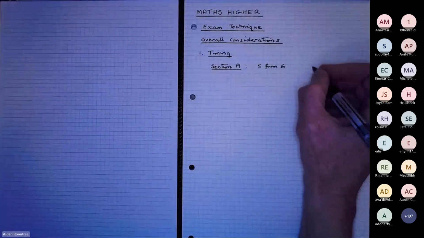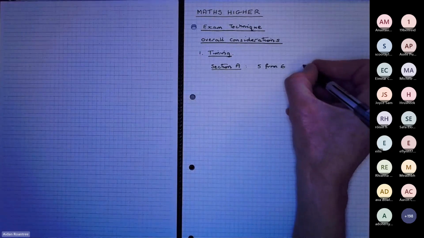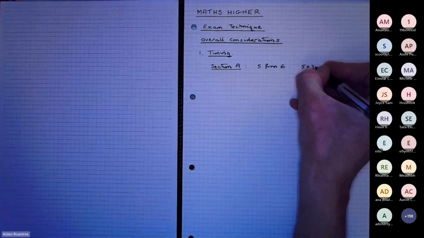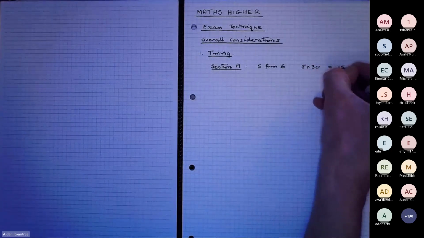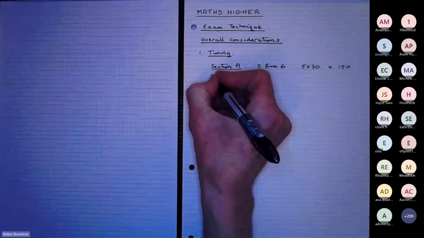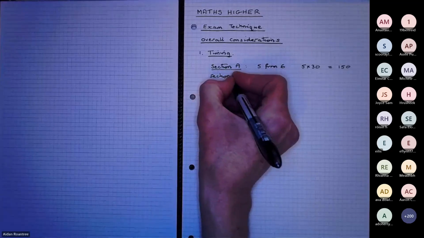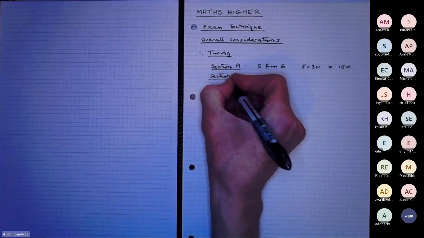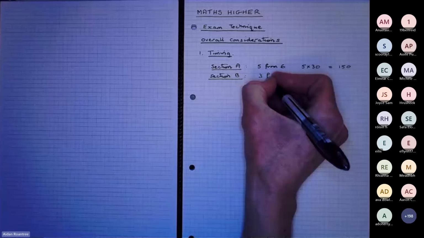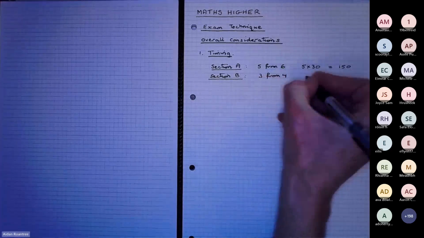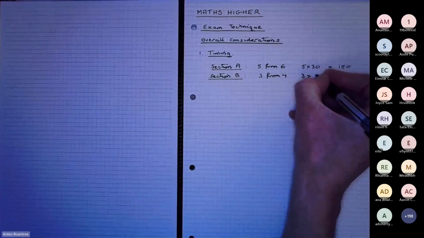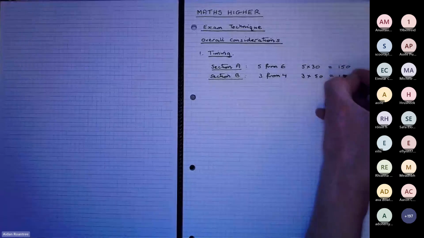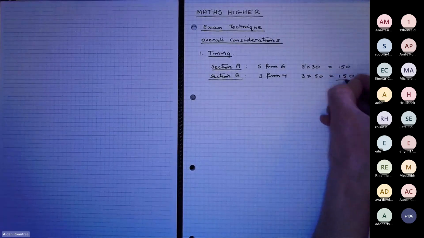Now, each question then is 30 marks, which gives you 5 by 30, which is 150. And then section B, you have to answer 3 from 4. And that's going to be 3 by 50, and that's another 150, giving a total, as you can see, of 300.